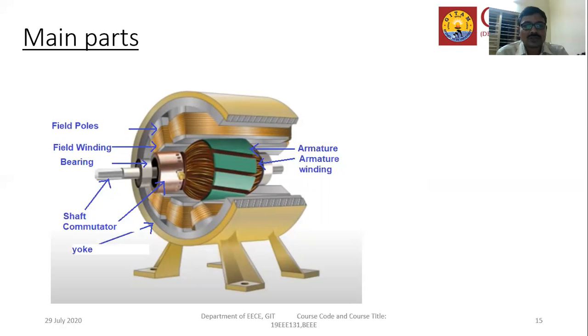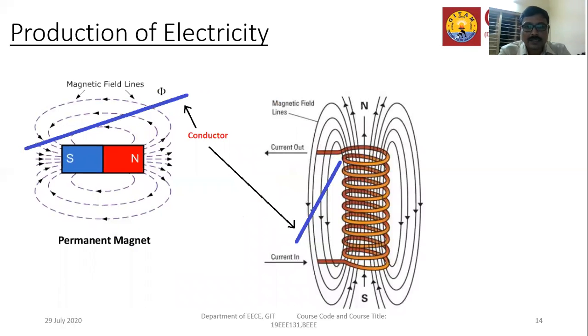You can see field poles are there. And over the poles, field winding is there, through which we pass current so that the field pole acts as an electromagnet. The current supply to the field winding is kept constant, and then there is armature and armature winding. So this armature is nothing but the conductor which we kept in the field of the electromagnet.